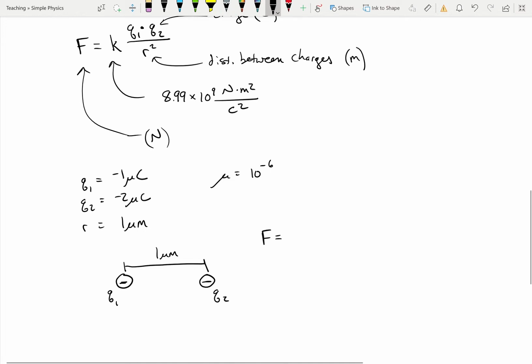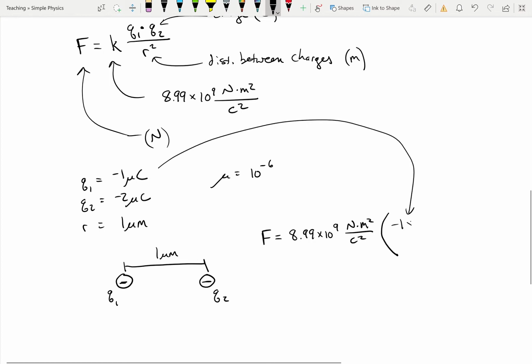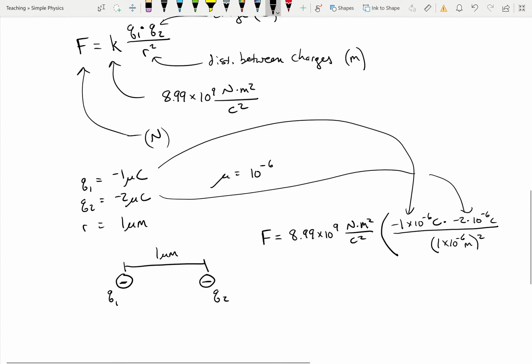Now let's figure out the force between these two. Force is going to equal Coulomb's constant, newton meters squared over coulomb squared, times charge 1, which is -1 times 10 to the negative 6 coulombs. Second charge is -2 times 10 to the negative 6 coulombs, divided by the distance between them, 1 times 10 to the negative 6th meters squared.